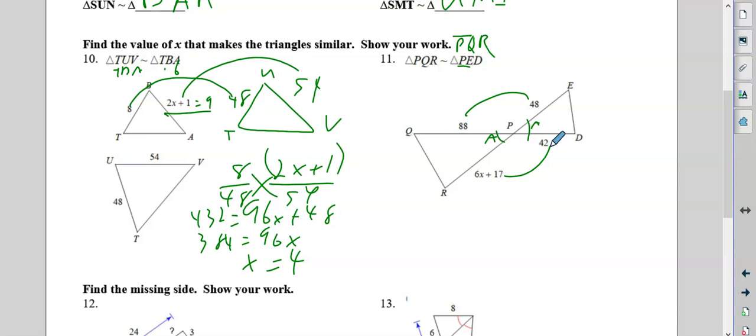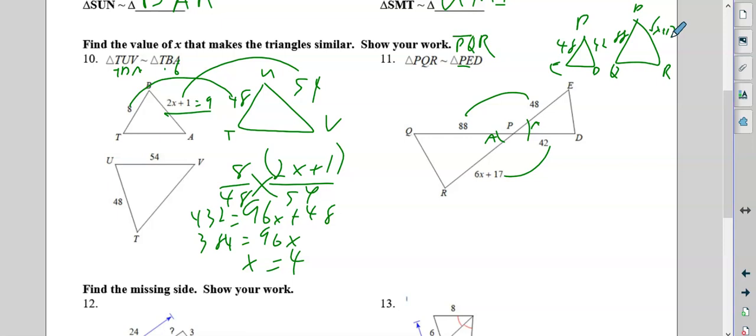Now another thing you can do is you can actually do your small triangle, big triangle, PED and PQR, and put PE is 48, PD is 42, PQ is 88, and this is 6x plus 17. If it helps you to see them like that lined up, redraw it. Only if it helps you.